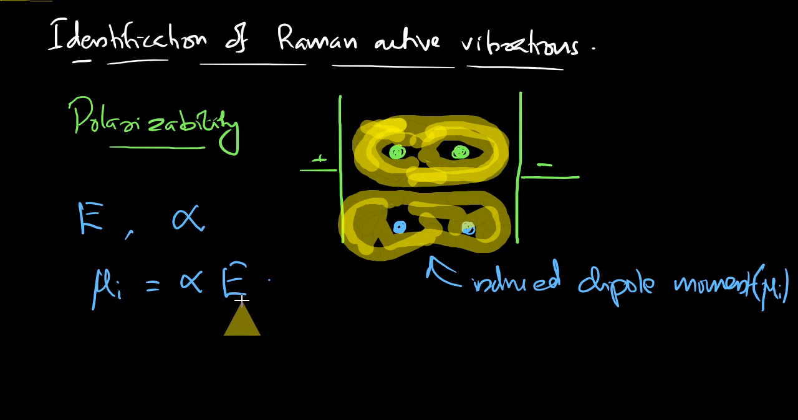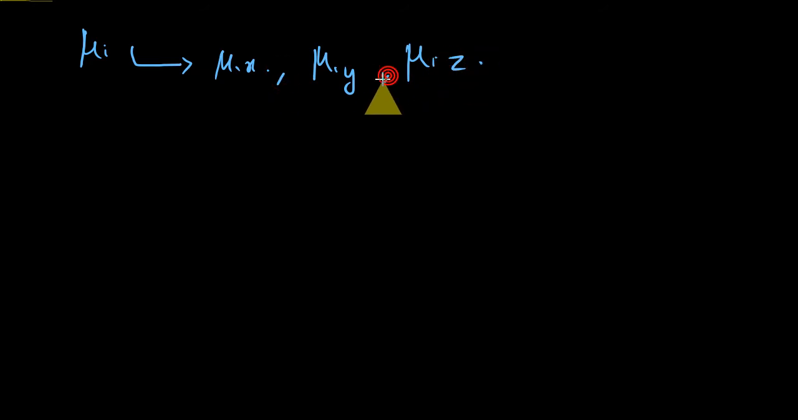So the induced dipole moment mu I has three mutually perpendicular components in the x direction, y direction, and z direction. The three mutually perpendicular components of mu I are mu I x, mu I y, and mu I z. These are the three mutually perpendicular components of the induced dipole moment.